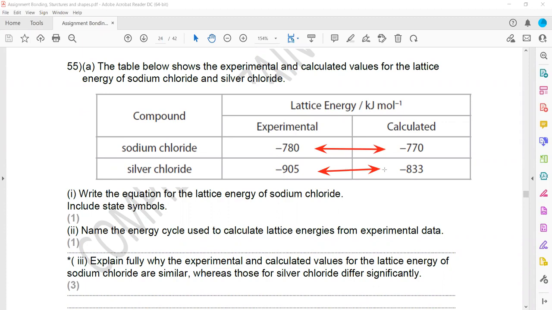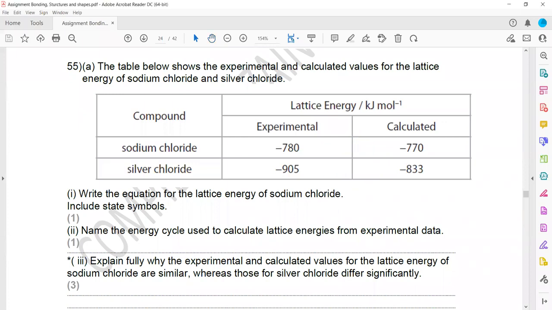And then the difference between the experimental value and the theoretical value. Here, how much is the difference? 905 is there and 83, so about, say, 70. And this one is only 10. So which one has a greater polarization? The one which has a greater difference between the theoretical and the experimental value. So silver chloride also has a greater difference. It shows that its ions are not perfect spheres, or there is a greater distortion.